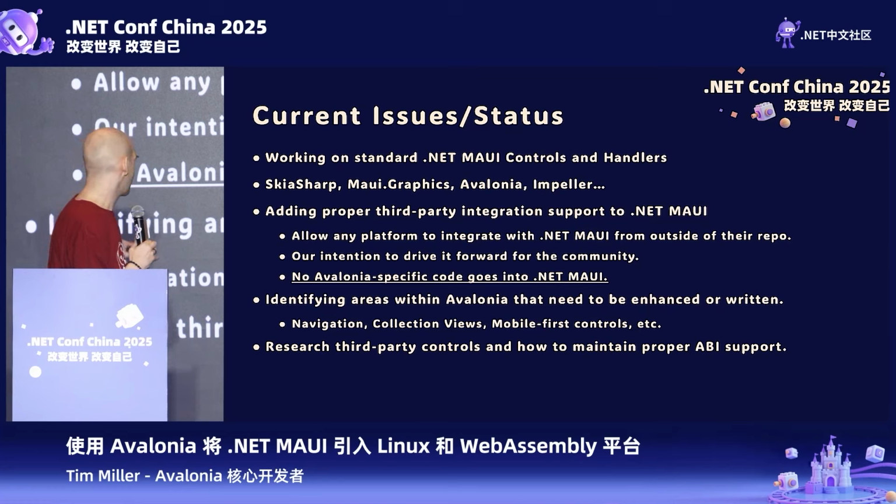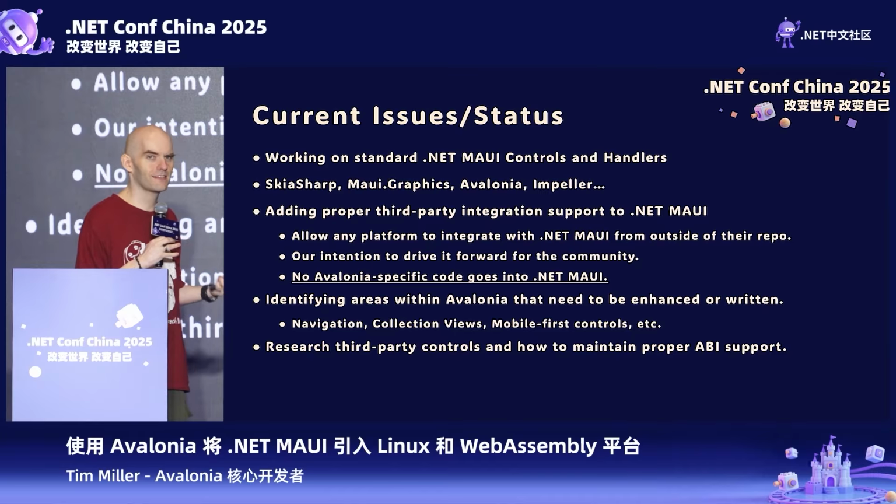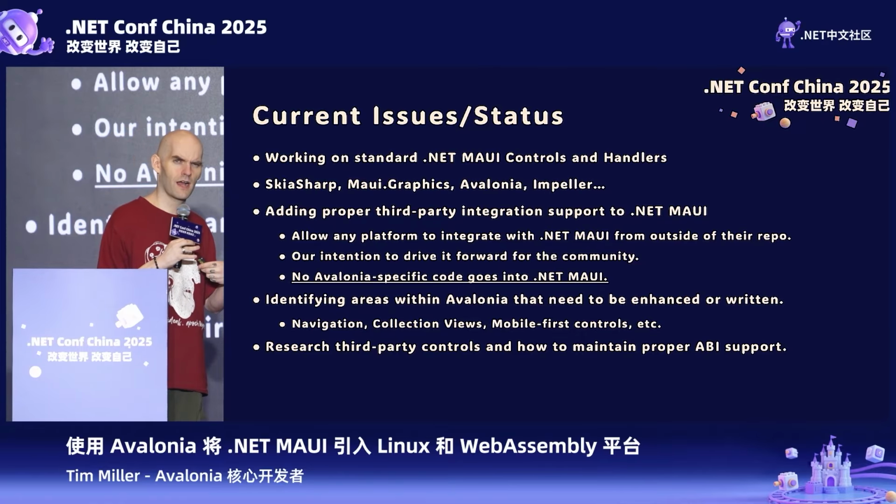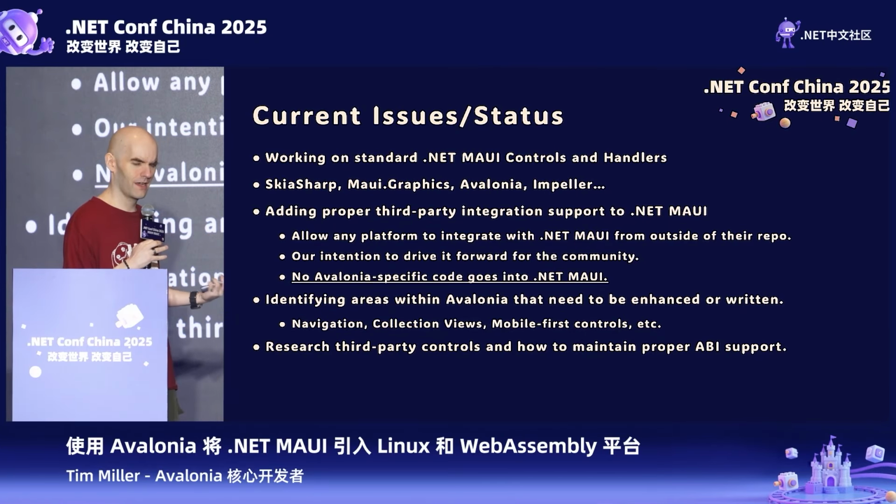So figuring out other areas of Avalonia that need to be advanced: navigation, collection views, and stuff. Basically, the things that work in Maui or exist there that don't exist in Avalonia. Another example would be images. Maui supports having URIs for images. It will download images. Avalonia doesn't do that. Those are things we have to think about.